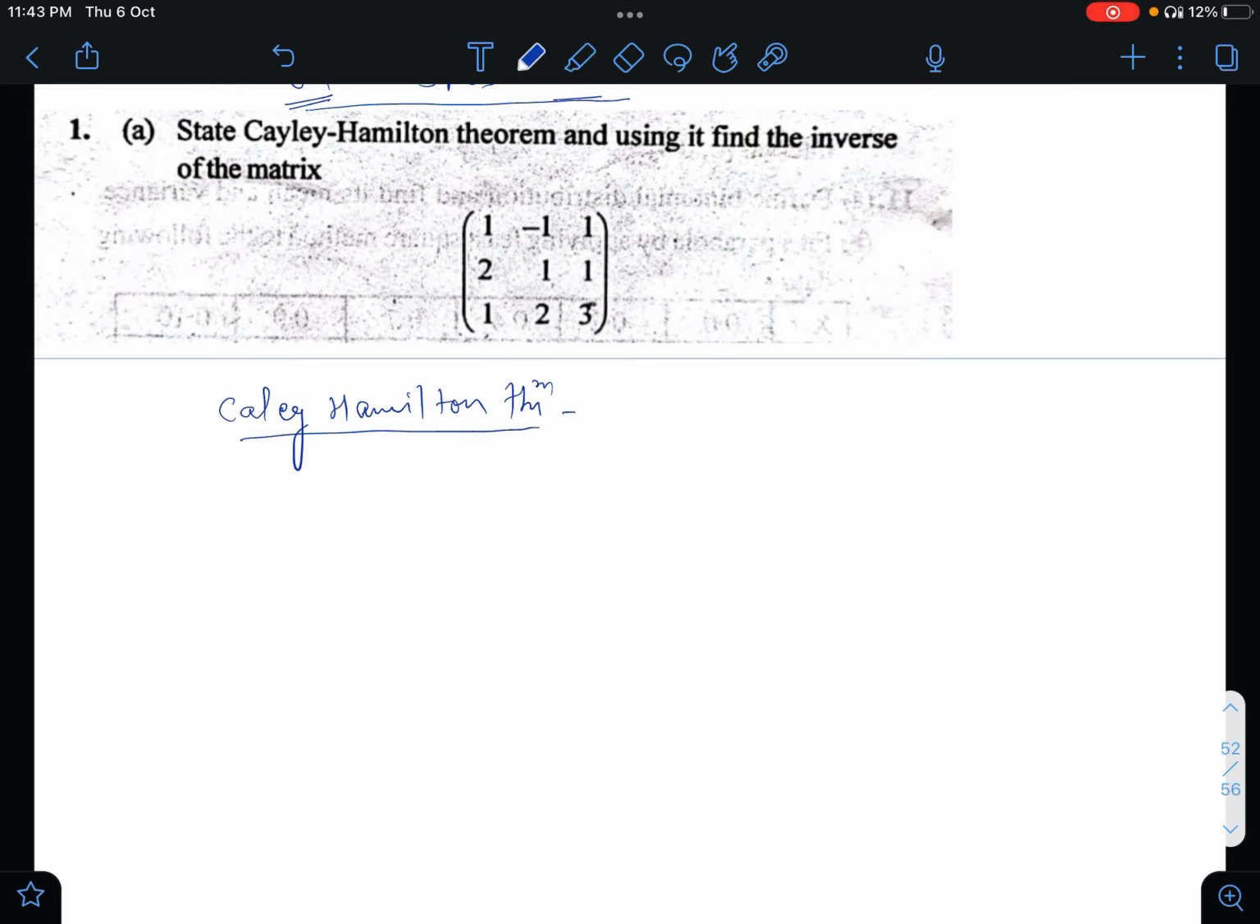It says that every square matrix satisfies its characteristic equation.